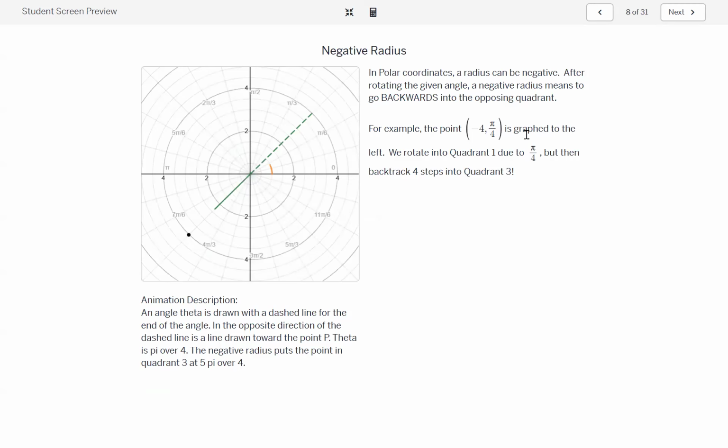So here's an actual example. If I had the polar point -4 comma pi over 4, the angle pi over 4 is in quadrant 1. So that's the direction we're looking. But when the radius is -4, instead of walking 4 into quadrant 1, we're going to walk backwards 4 units, and we end up in quadrant 3.